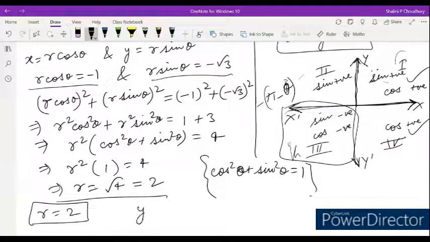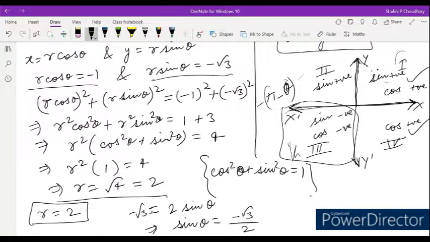Okay, so y is equal to r sin theta. So r is 2, sin theta is equal to sin theta, and y का value is minus root 3. So minus root 3 is equal to 2 sin theta. Then sin theta will be equal to minus root 3 upon 2.